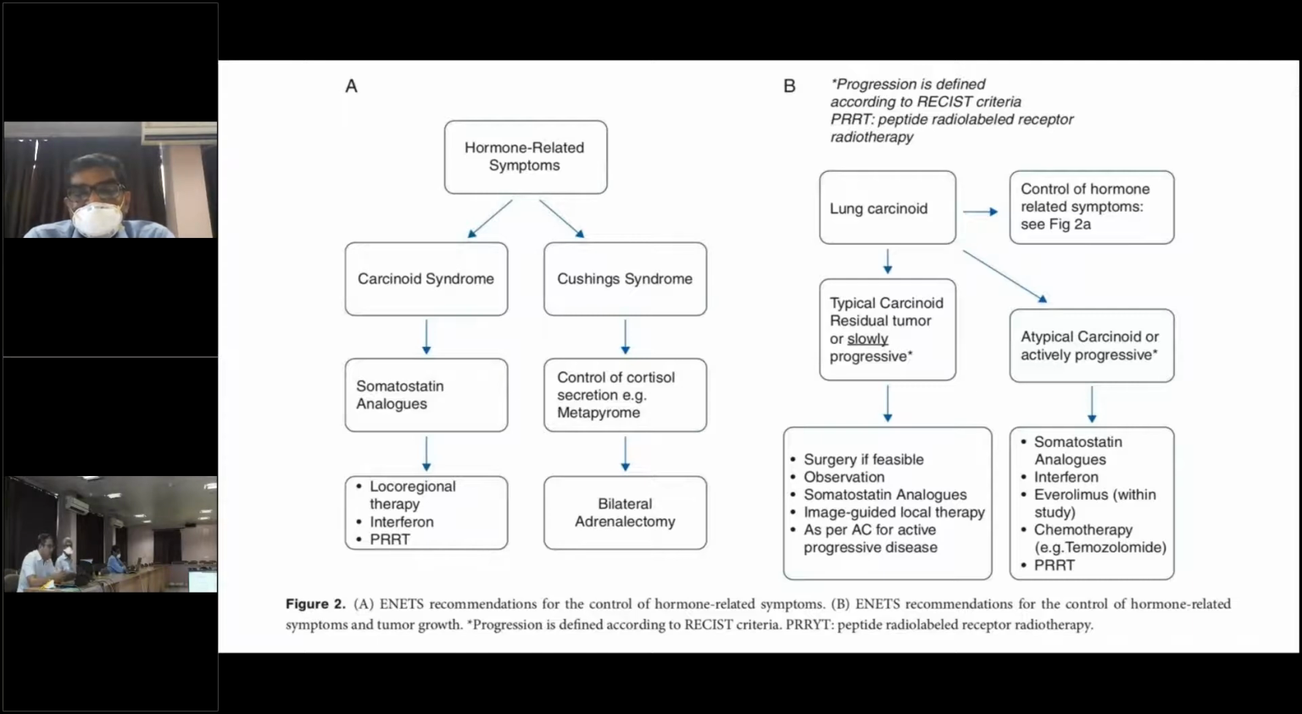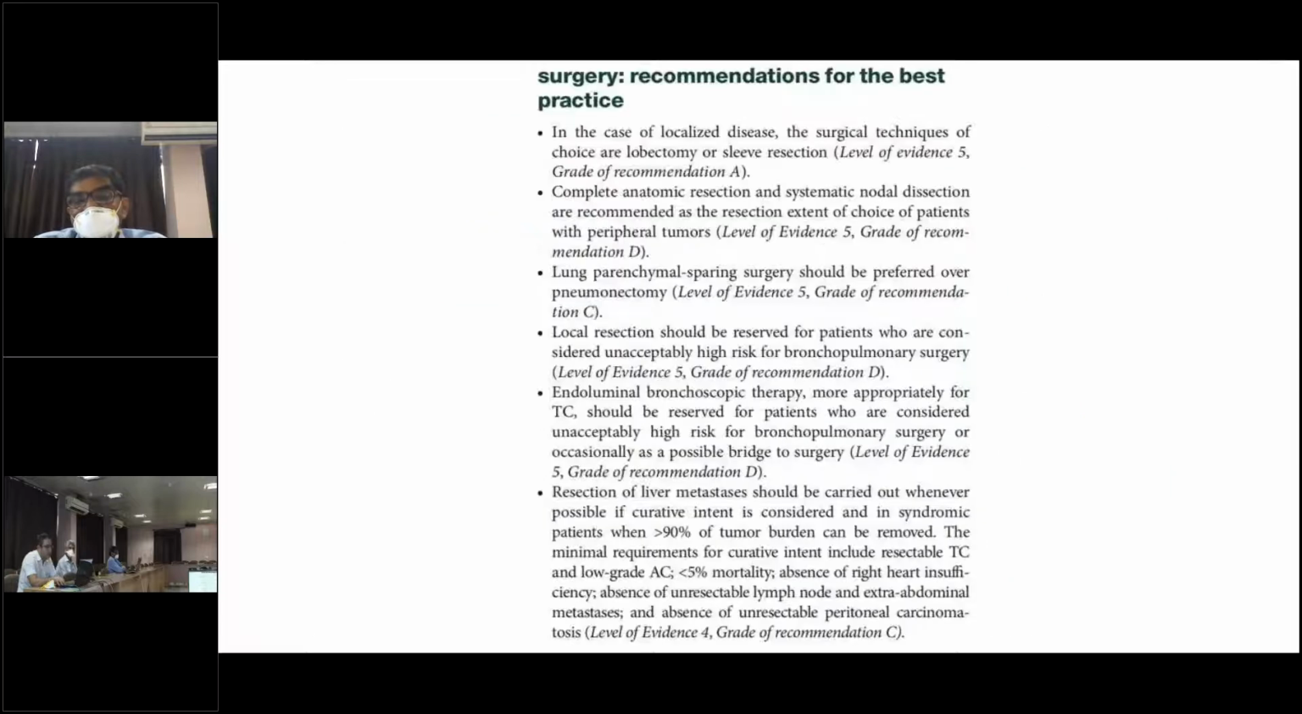Cushing syndrome happens in about 1 to 6% of patients, and carcinoid syndrome happens in about 2 to 5% of patients who present with pulmonary carcinoids. So what are the recommendations on surgical practice? When you are dealing with lung, the intention of the surgeon is to save as much of lung function as possible, as is the intention of the physician, the endocrinologist.